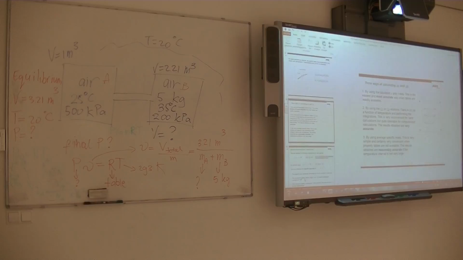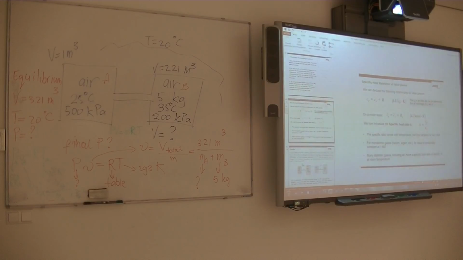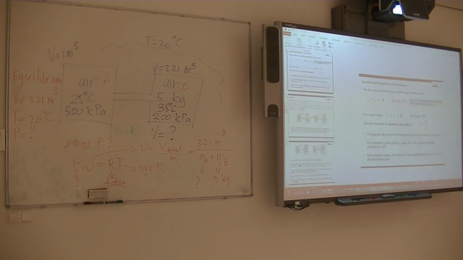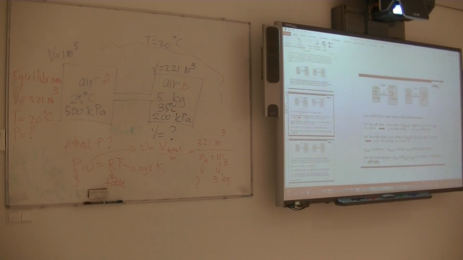And there are three ways of calculating a change in internal energy or a change in enthalpy using these specific heats: using the tabulated u and h data in tables, or using the specific heats as a function of temperature, or using average specific heats. They will come by in different questions. I'm not going to explain a lot about that now.